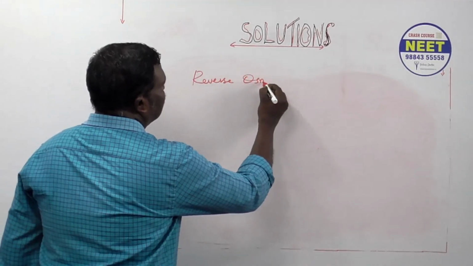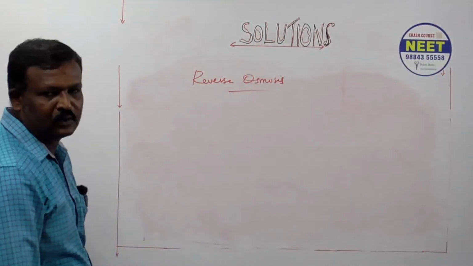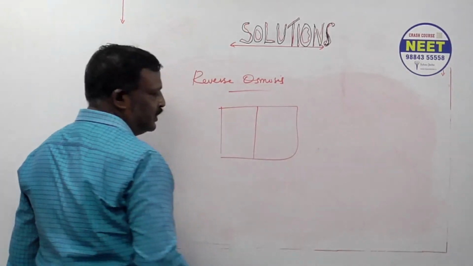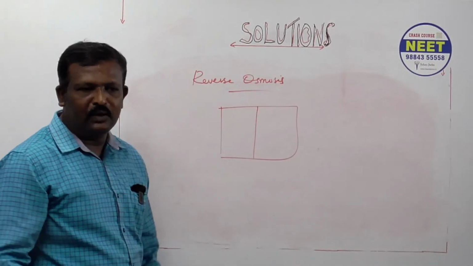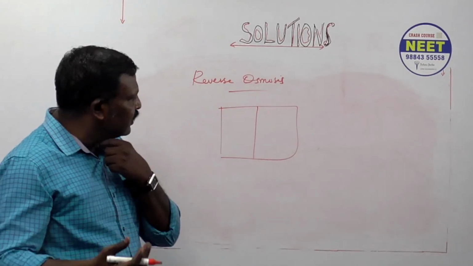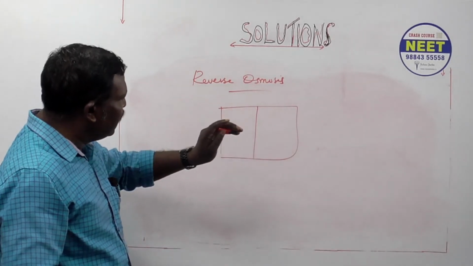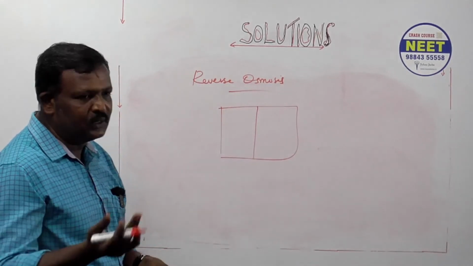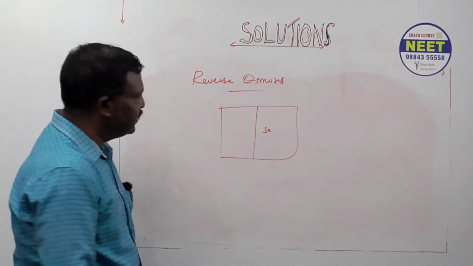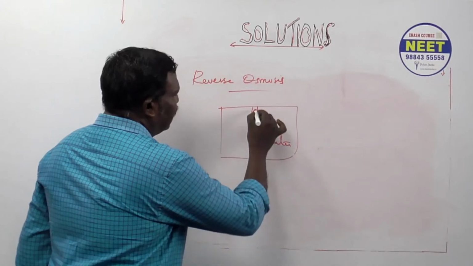Reverse osmosis means from concentrated to dilute. Suppose there is no water on the earth, we have to get water only from the sea, no? So how to get drinking water from sea water? If you want to get drinking water from sea water, we have to do the reverse osmosis process. Understood? You take sea water on one side, separated by what?